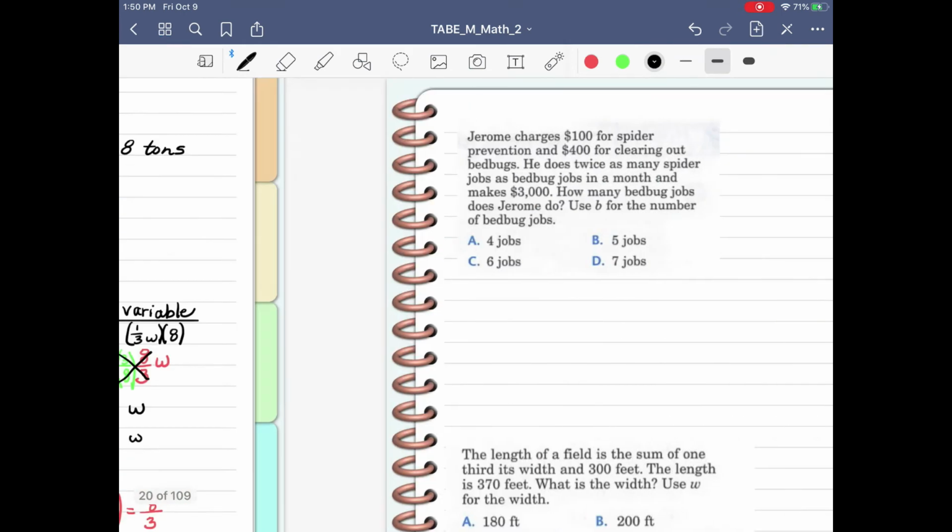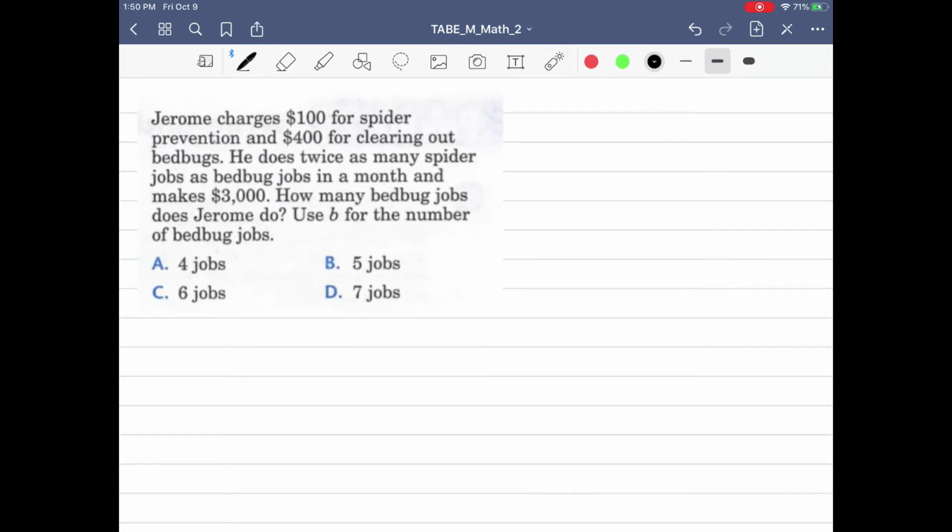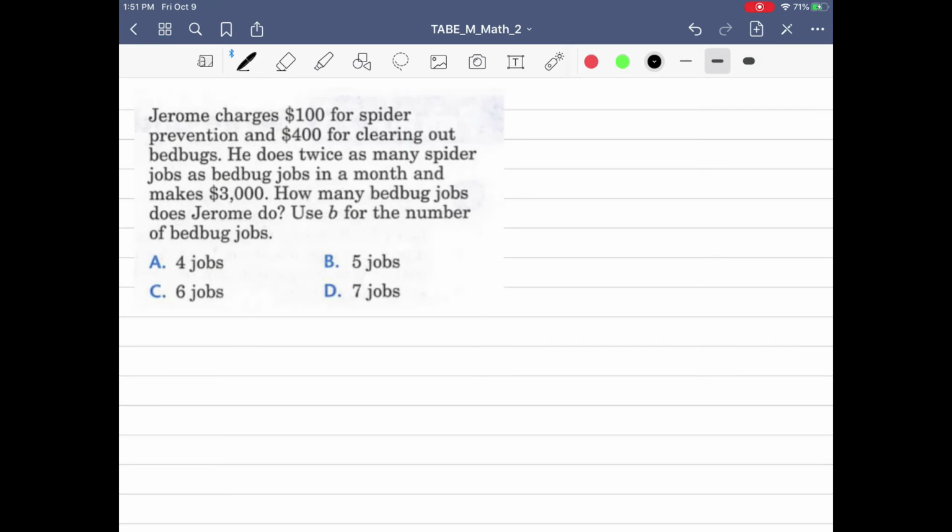Number 13. Jerome charges $100 for spider prevention and $400 for clearing out bed bugs. He does twice as many spider jobs as bed bug jobs in a month and makes $3,000. How many bed bug jobs does Jerome do? Use B for the number of bed bug jobs. This problem gives me the creeps.